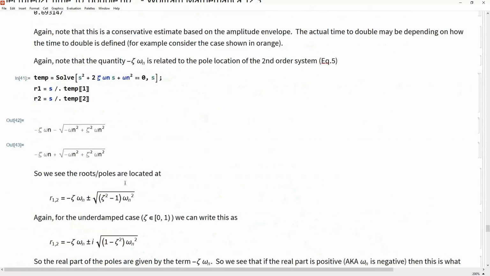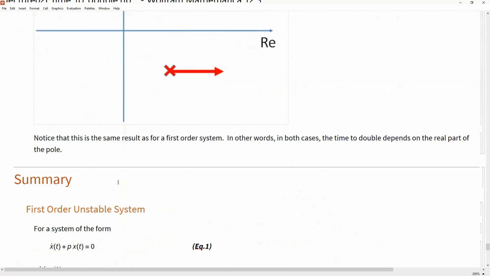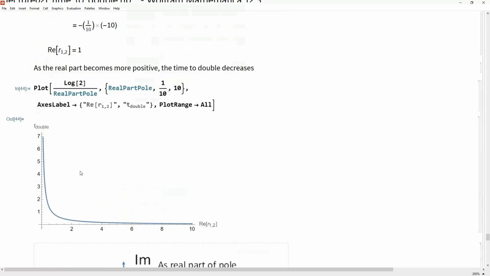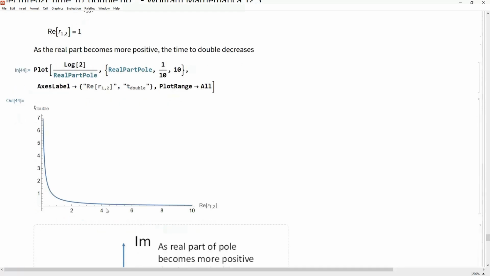And basically, at the end of the day, let's just scroll down here. I just wanted to summarize. Maybe what I did claim on the board that we would show is the actual plot of how the real part of the pole influences the time to double. So you can see, yeah, if you are close to the imaginary axis, mainly that the real part is small, the time to double is quite large. But as you start moving that pole into the right half plane just a little bit, this time to double starts going down drastically until you hit this sort of asymptote. So that's kind of fascinating.